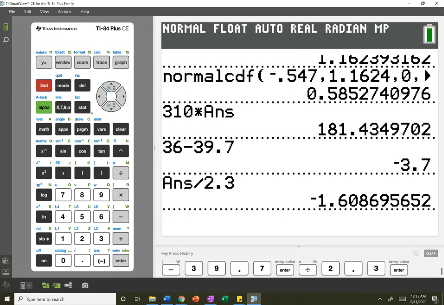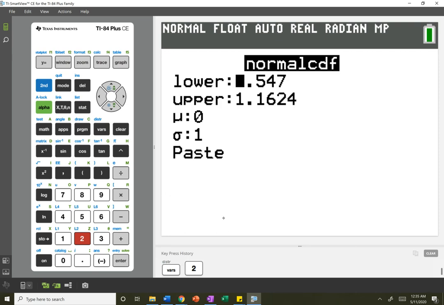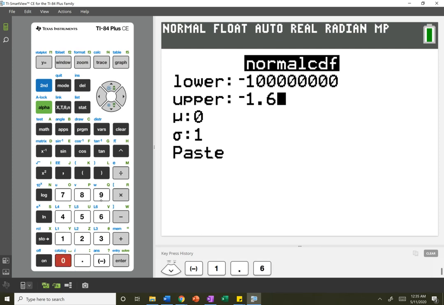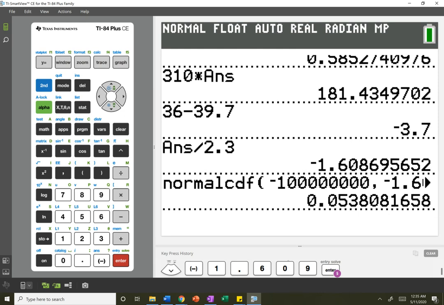So here we go. 2nd vars, normal CDF. Lower bound was negative infinity, all the way up to negative 1.609. Enter, enter, enter, enter, enter, enter, enter. And there we go.